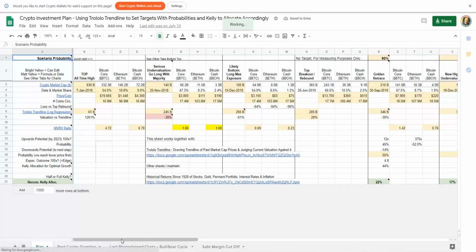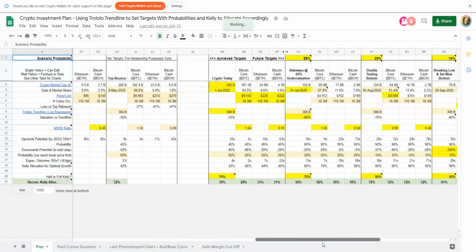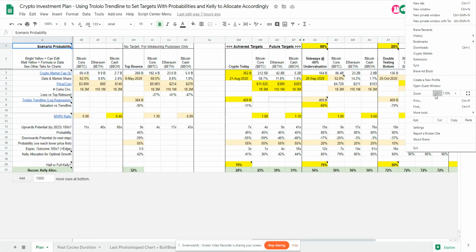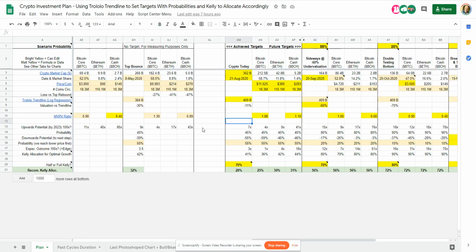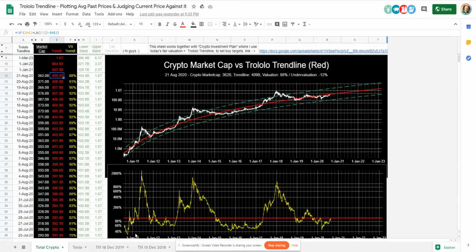My plan is still the same: to wait for a correction before I invest more fiat into crypto. I should update this. Let me do that for the investment plan. That means that I updated it. It's still the same target, 60% undervaluation, that's to go to the line of 40% valuation versus the trend line. We hit this once. But I think it's probable that we will go sideways here, just like we went sideways here and here, and that we will go deeper sideways. That's been the trend.